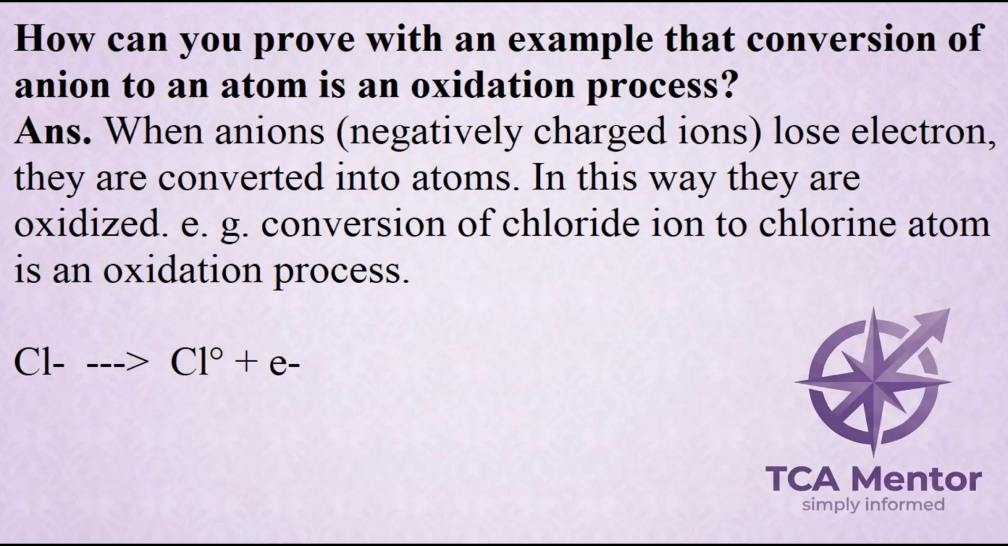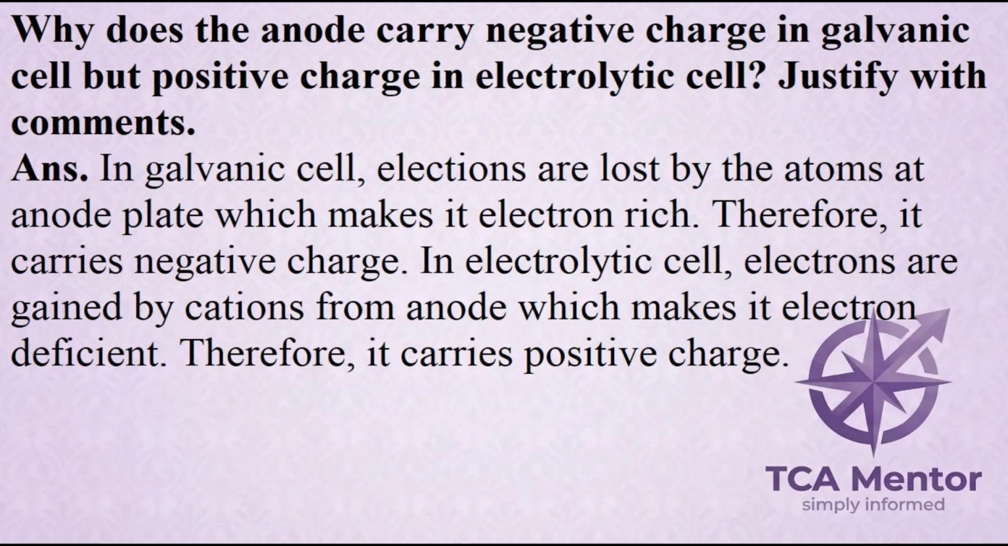Cl⁻ → Cl° + e⁻. Why does the anode carry negative charge in galvanic cell but positive charge in electrolytic cell? Justify with comments. ANS. In galvanic cell, electrons are lost by the atoms at anode plate, which makes it electron-rich. Therefore, it carries negative charge. In electrolytic cell, electrons are gained by cations from anode, which makes it electron-deficient. Therefore, it carries positive charge.